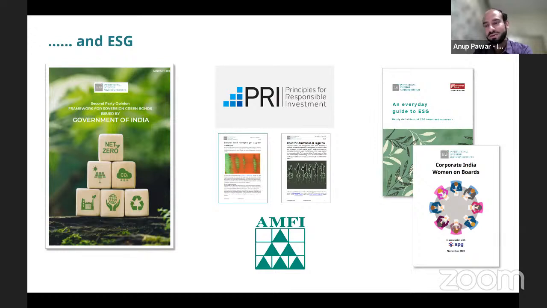We are a signatory to the PRI, Principles for Responsible Investment. So any decisions that we make, any of our thought processes, we have to embed ESG and G principles within that thought process. Subsequently, we were also empaneled with AMFI as an ESG ratings provider. On the right, you will see some ESG research. Again, that's available for free on our website. Do take a look at that.